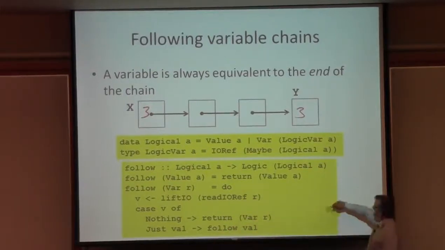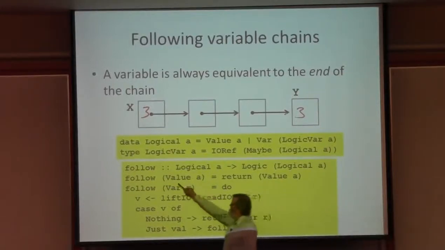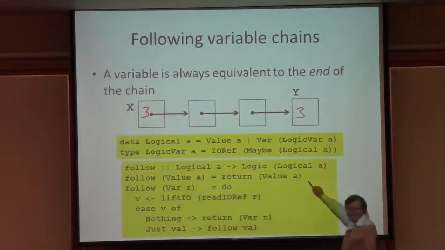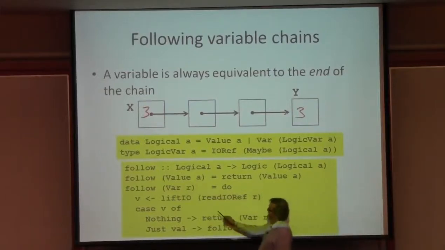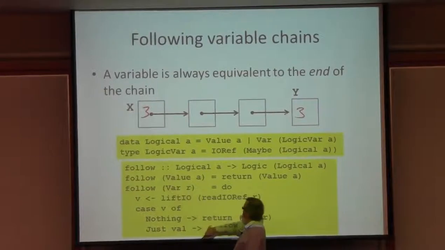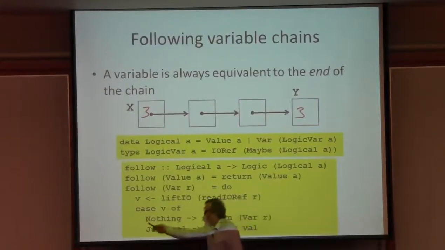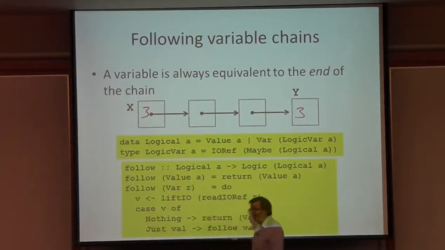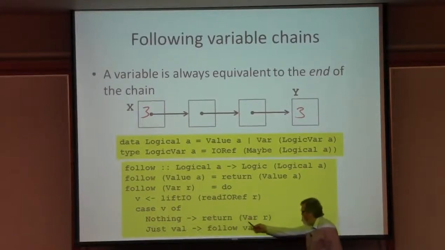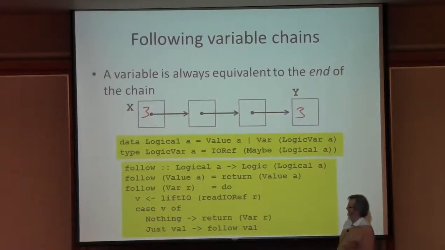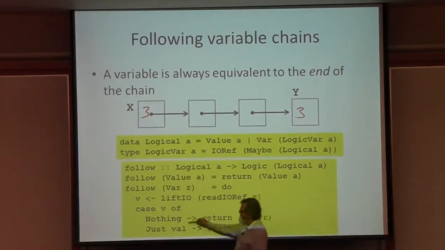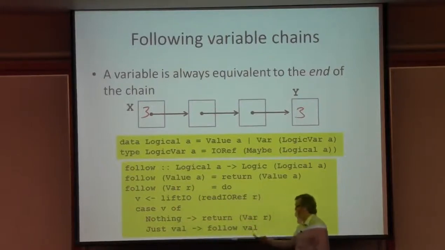So here's the code that does it, and it's not at all surprising. How do I follow a value? Well, I'm already at the end. There we are. How do I follow from a variable? I can use liftIO to read the reference cell. I can inspect it. If the variable contains Nothing, then I'm already at the end of the chain, and Var r is the correct result. Otherwise, if I find the variable contains something, then I just take it and recursively follow that further. Very simple.